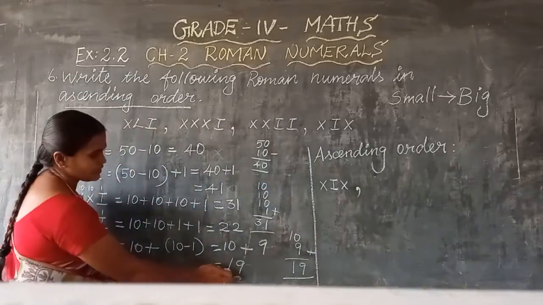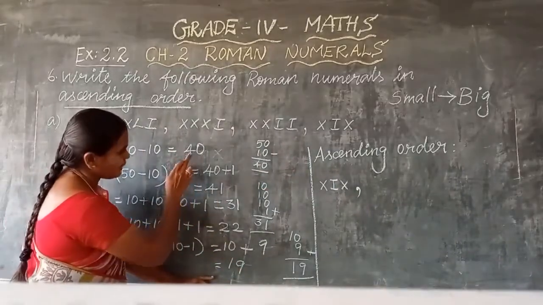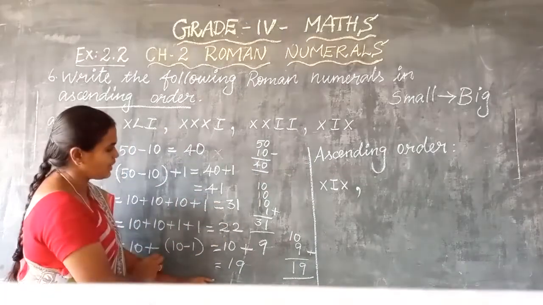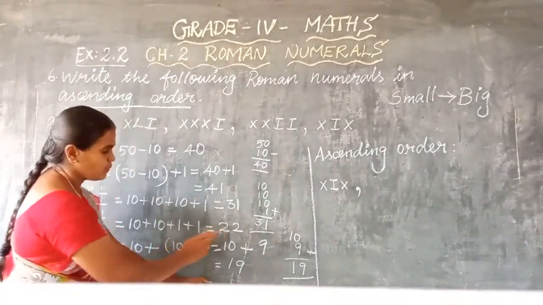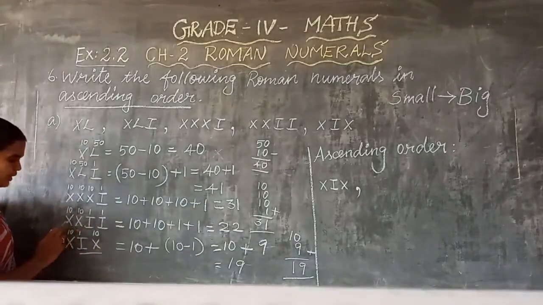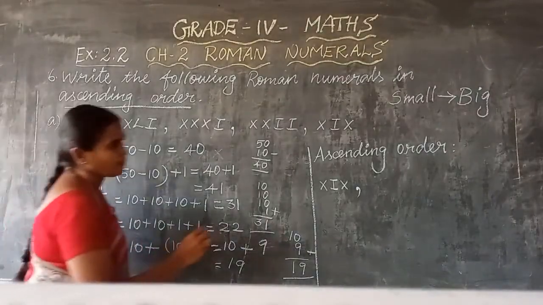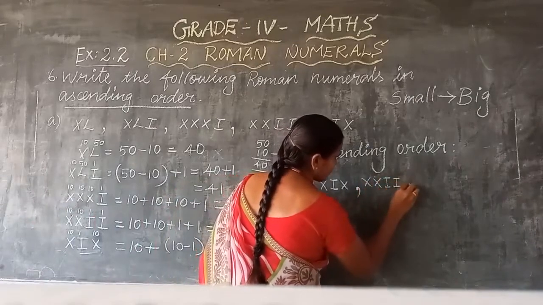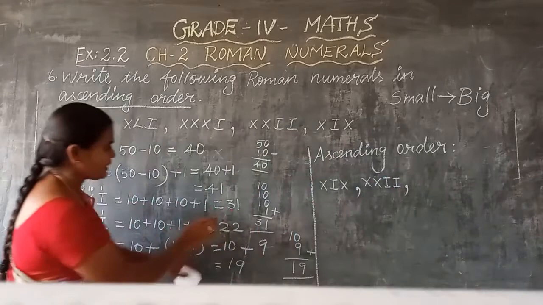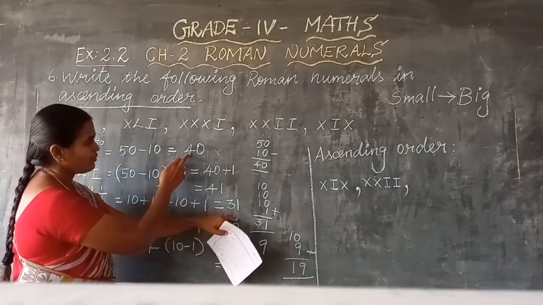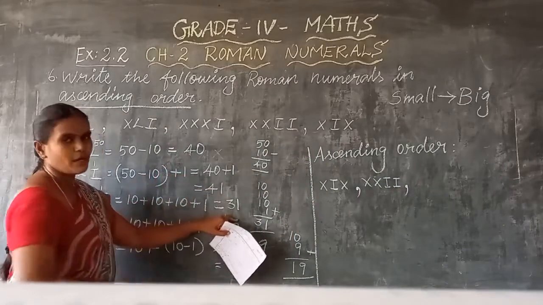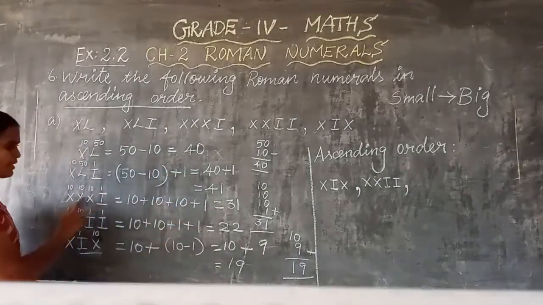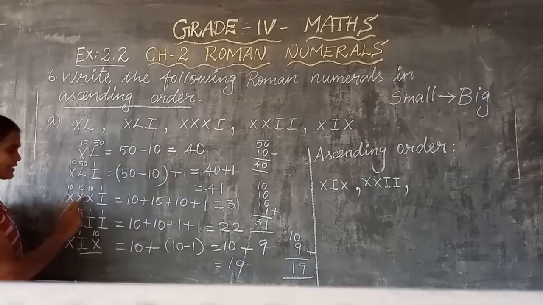Next, 19 completed. See, 40, 41, 31, 22. Here which one is the small number? 22. So what is the Roman number for 22? XXII. Next, these two numbers completed. See, remaining 40, 41, 31. Here which one is the small number? 31. What is the Roman number for 31? XXXI.